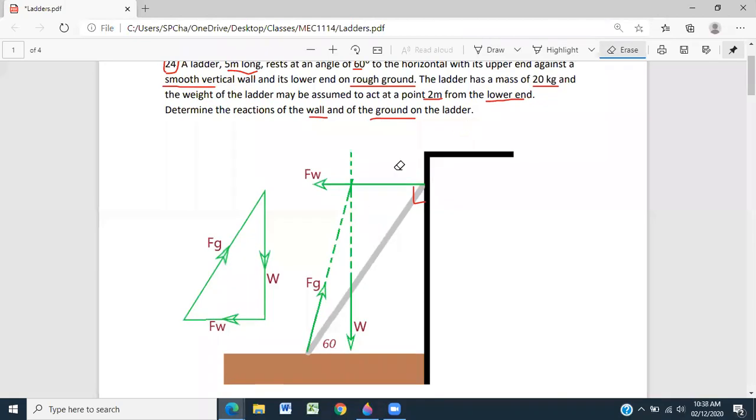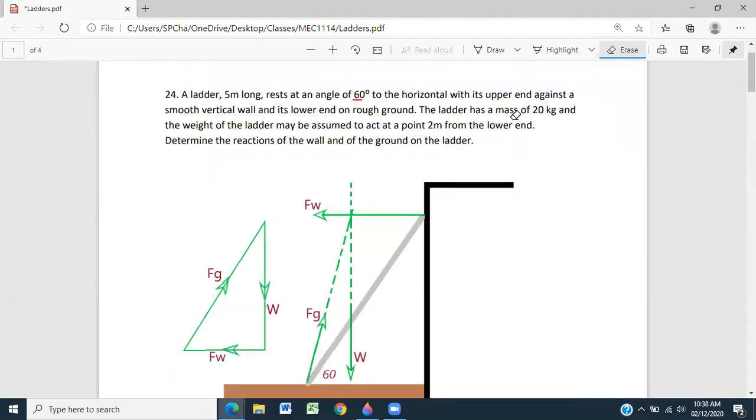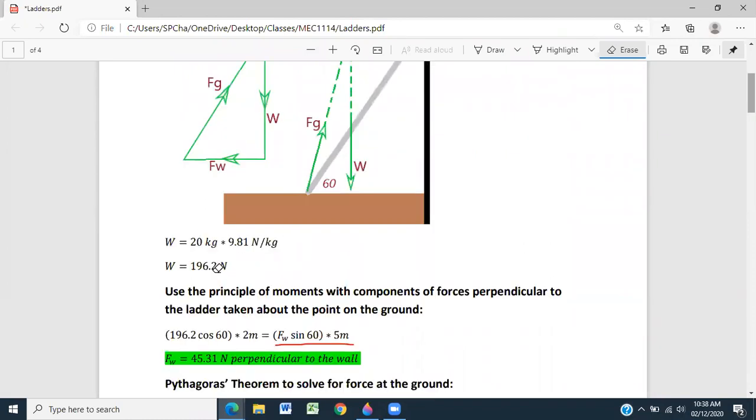So we understand these directions. Here, this one's perpendicular and this one's slightly slanted. And we are given a lot of stuff in the question. So let's start working, right? Let's quantify first the weight. 20 kgs, we know that the weight, or the force as a result of gravity, should be 20 kgs times 9.81, right? And we end up with 196.2.